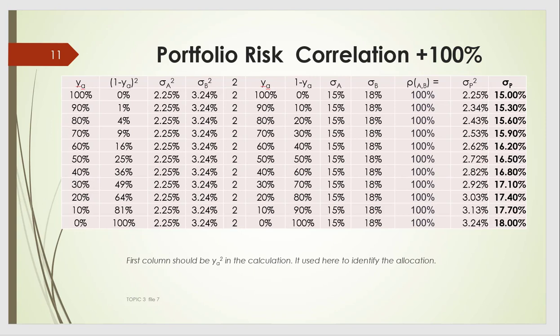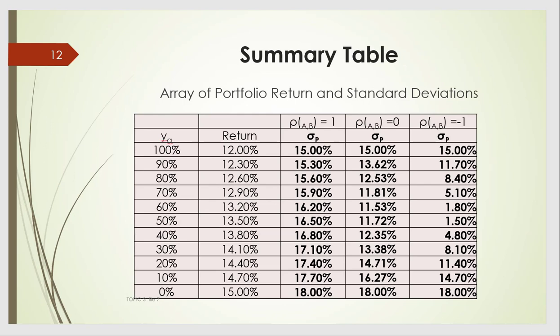Now in Excel, all I did is change that 100% to 0, copy the standard deviations, and then I changed the correlation to minus 100% and copied the standard deviations and present them all on the next slide. So here I have 100% in A going down to 0 in A. I can see the returns going from 12 up to 15%. If I look at 100% correlation, the standard deviation goes from 15 to 18. Forget about that. Let's go to 0 correlation. Notice immediately the standard deviation declines.